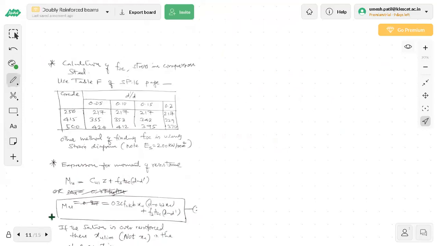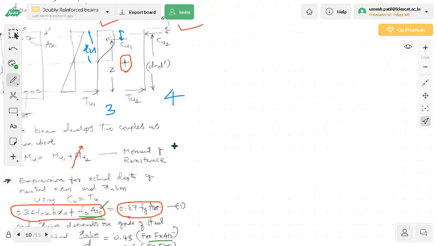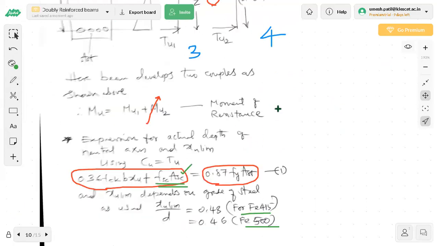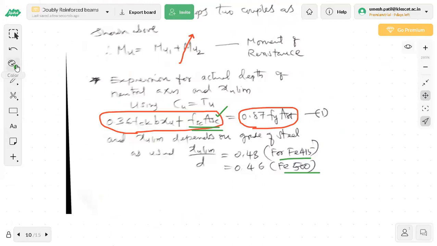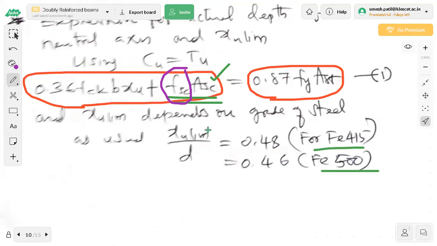Now the calculation of FSC is not easy. Observe here. Finding the stress in the compression steel is not easy. How to find FSC is a very important calculation. I'll show you here. This is not easy. 9 minutes are there, but I'll try to cover it. See this value. FSC calculation is not easy here.